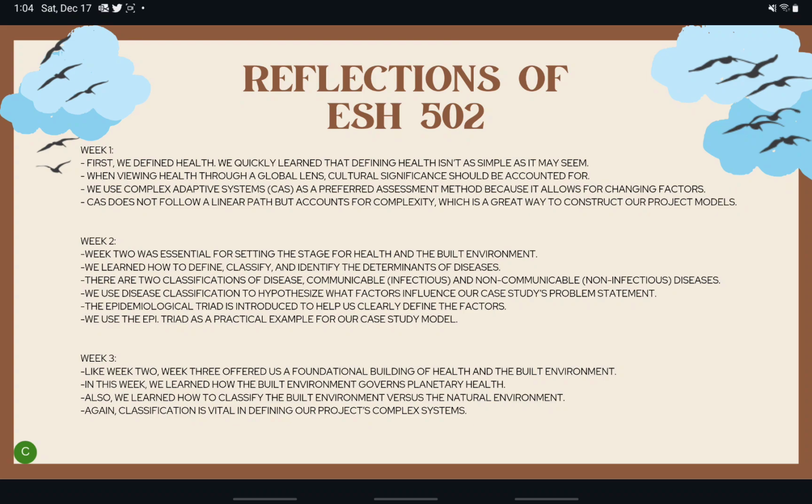Week 3. Like week 2, week 3 offered us a foundational building of health in the built environment. In this week, we learned how the built environment governs planetary health. Also, we learned how to classify the built environment versus the natural environment. Again, classification is vital in defining our project's complex system.